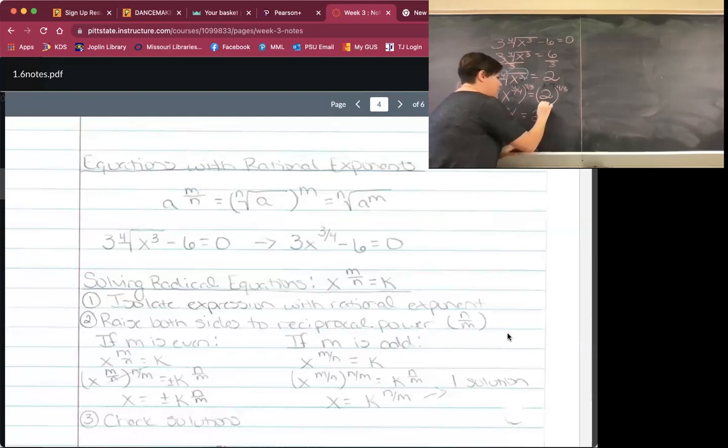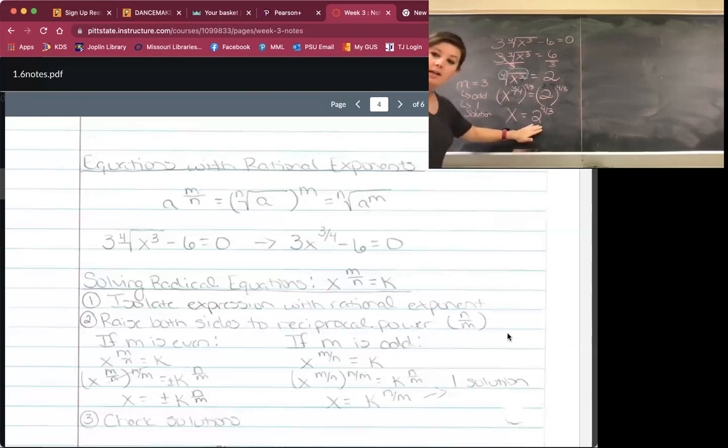And then over on the right, we have 2 to the 4/3. This is a totally fine, correct answer. You can leave it exactly like it is because it's the only one we have to do. If it asks for a decimal representation, then you would type it in, but you can leave it just like that. And that's the solution.